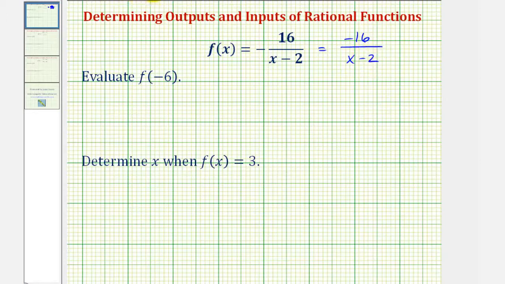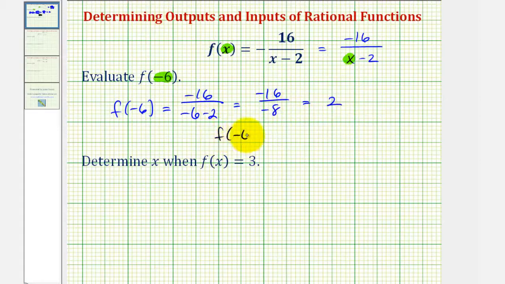And now to evaluate f of negative 6, negative 6 is the input, so we'll substitute negative 6 for x. So f of negative 6 is equal to negative 16 divided by the quantity x minus 2, or negative 6 minus 2. That'd be negative 16 divided by negative 8, which is equal to positive 2. So f of negative 6 equals positive 2.